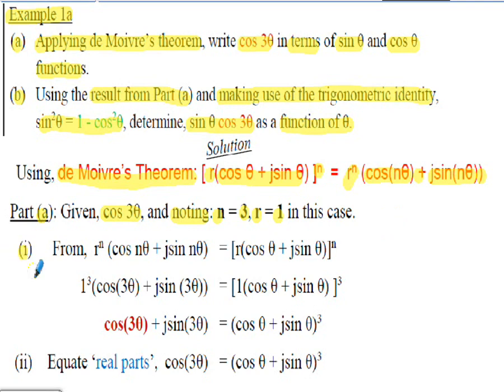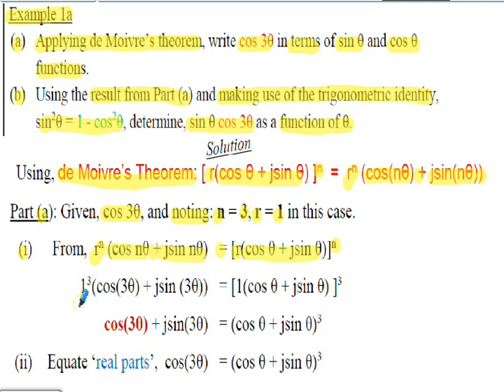So step 1. From the above expression, I just reversed the equation. So on the left-hand side, I've got r to the power n multiplied by, in brackets, cos of n theta plus j sine of n theta. And on the right-hand side, I've got my r, and in brackets, cos theta plus j sine theta, and it's all raised to the power of n.